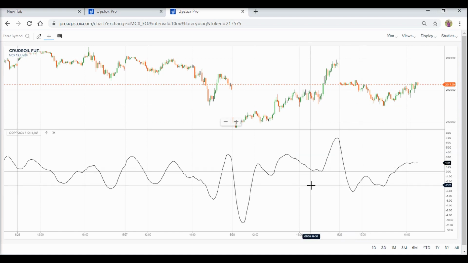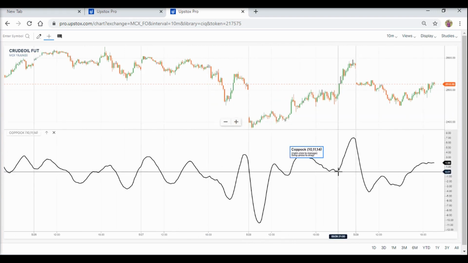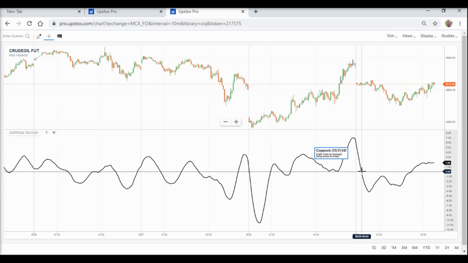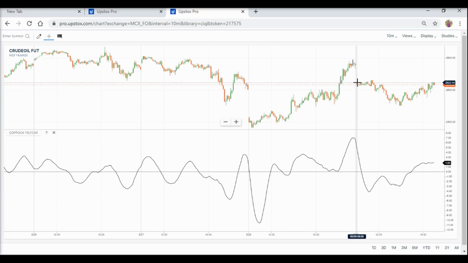You can see when it goes above zero, you should go for the buy. This is why you should go for buy. Here on the charting platform, you can see you should go for buy. And when it again comes to zero, you should exit your position. When it comes to zero here, this is the point I am exiting the position.